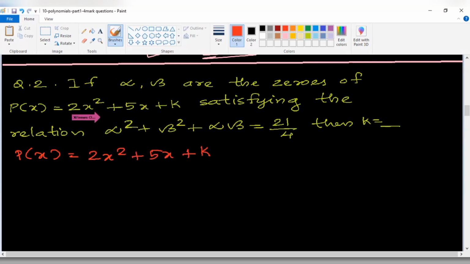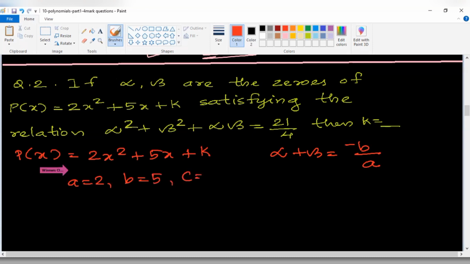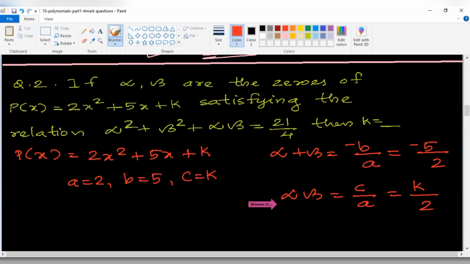Alpha, beta are the zeros. So we can write alpha plus beta is minus b by a. In place of a, here we have 2. So a is equal to 2, b is equal to 5, and c is equal to k. So alpha plus beta is equal to minus b by a, which is minus 5 by 2. Now, alpha beta is c by a. Here c is k, so k by 2.